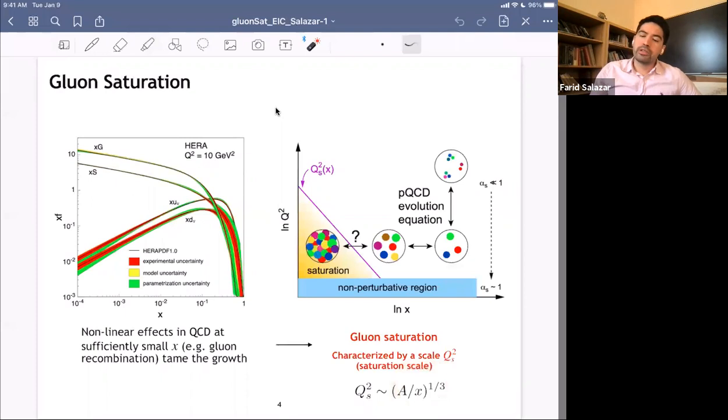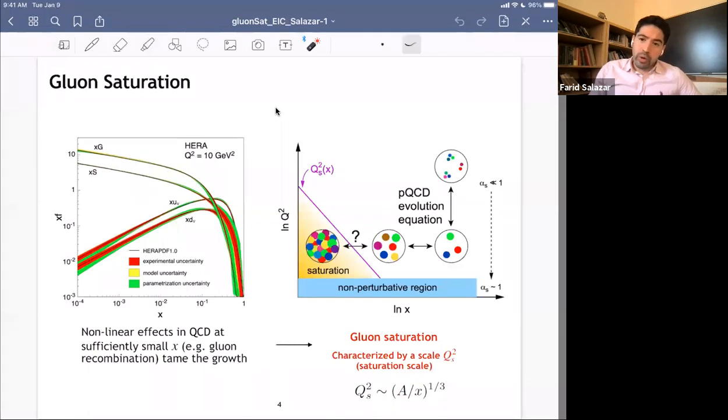And not only does it grow with energy, but it also grows with the nuclear species. It scales with the species that you have. So if you have a gold ion instead of a proton in DIS, then this saturation scale increases, and you expect the nonlinear physics to kick in faster.